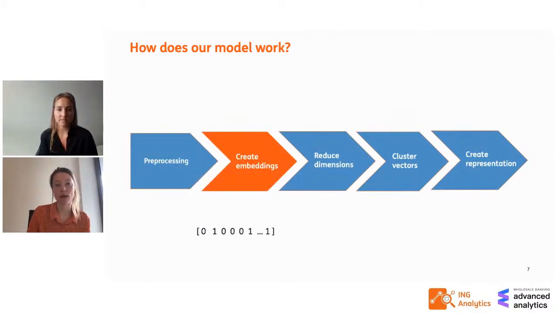Next, we create a numerical representation, also called an embedding, from our text data. To create these embeddings, we explored several options. This was one of the most challenging steps in creating our model. So on the next slide, I will explain which models we tried, and then I will explain how we evaluated them before explaining the rest of the pipeline.